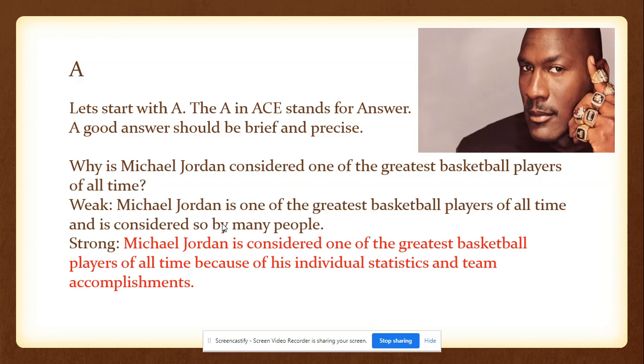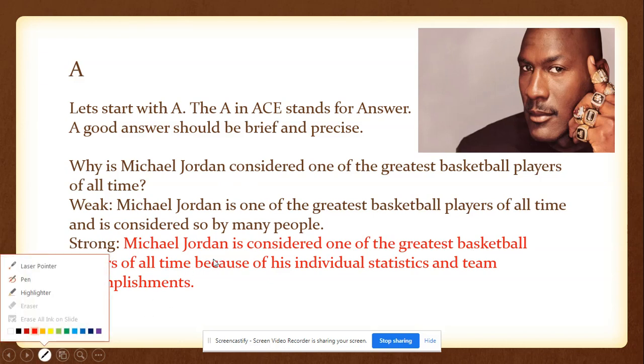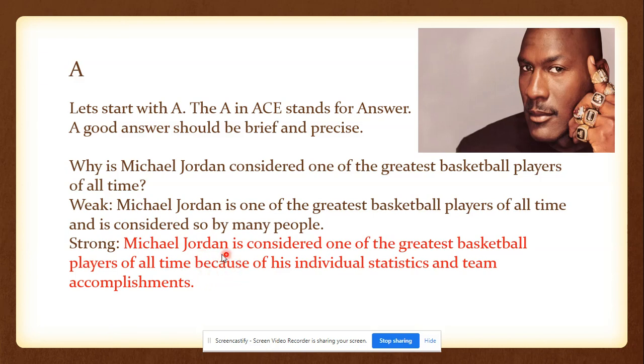So notice something here. Strong. Michael Jordan is considered one of the greatest basketball players of all time because of his individual statistics and team accomplishments. Here's the key, guys. If you include because in your answer, you're going to come up with a stronger answer because then you have to give some reason. So in this case, after I said because, I gave 2 reasons. I said because of his individual statistics and because of his team accomplishments. So you can see this because is the key to my strong answer for that first sentence.